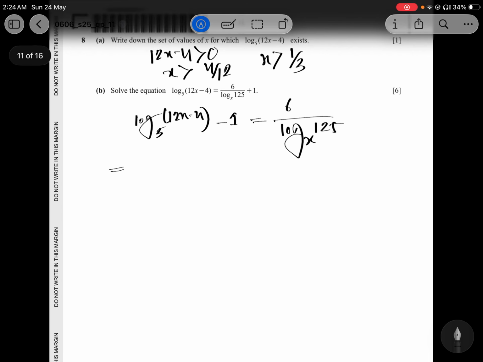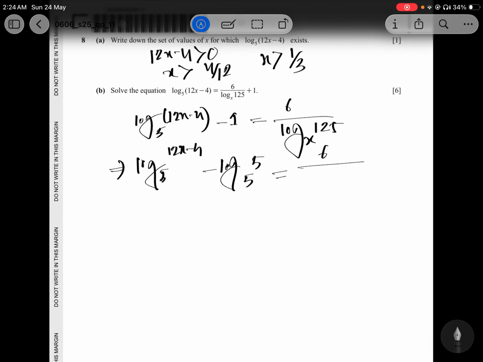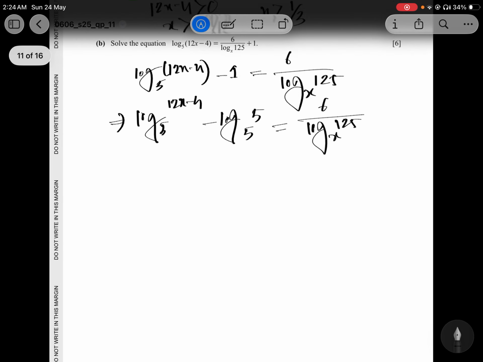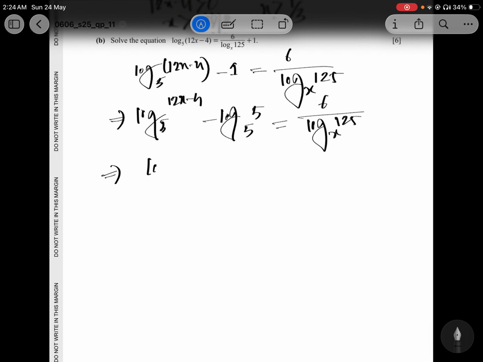First thing first, log base 5 of (12x minus 4). I can write it down like log 5 base 5. I have no issue with it. Now 6 over log x base 125. Now here I can write it down like log 5 base 5. Okay, so it should be the division, right? (12x minus 4) over 5 here.